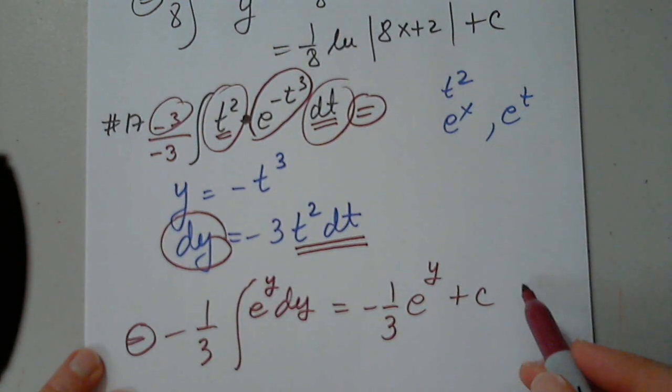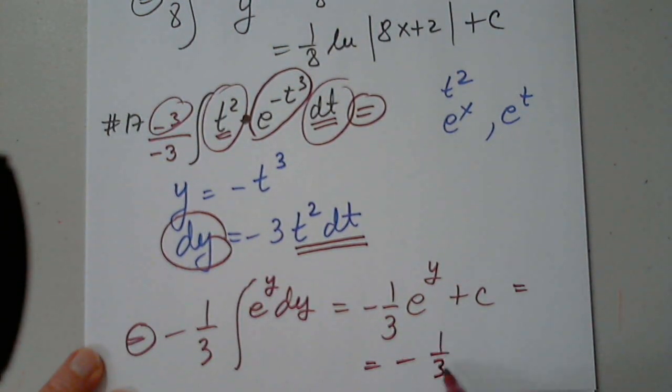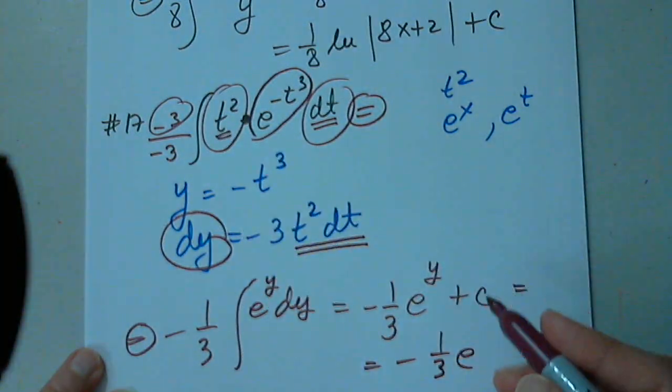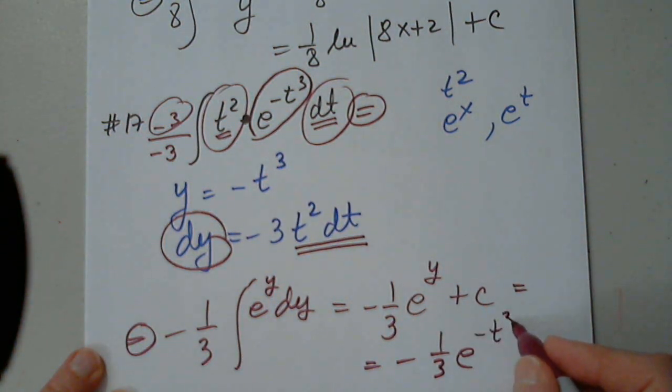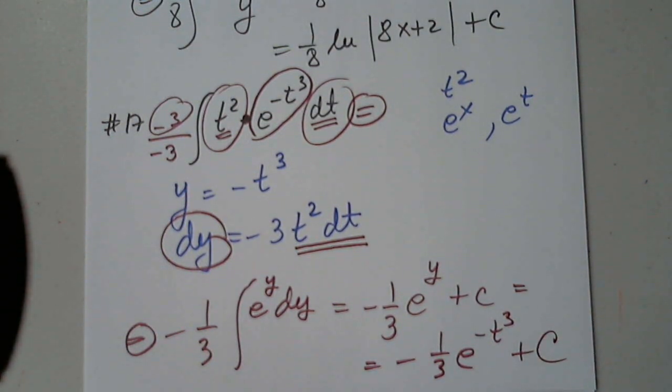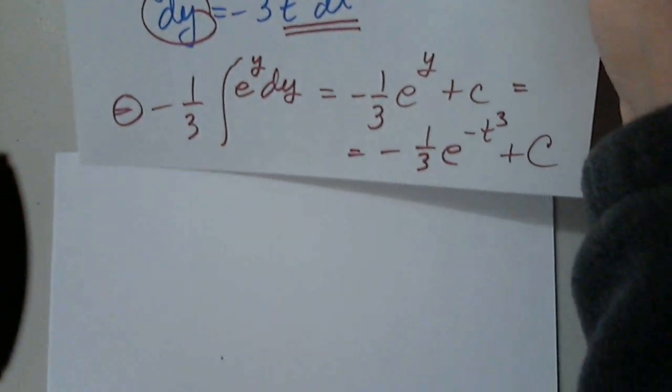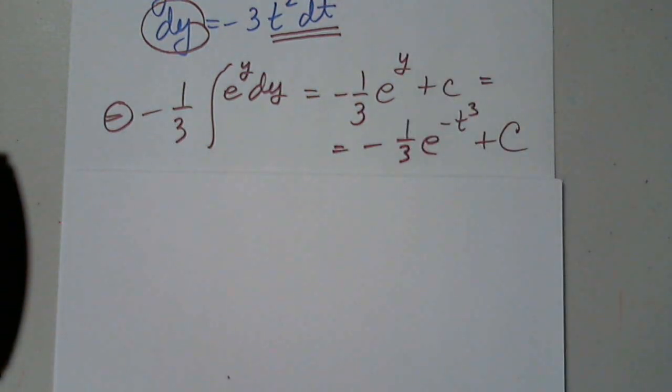And now I plug it back in. I have to present the final answer in the variable that it was given to us. So e to -t cubed, -1/3, plus a constant c. Once you start practicing this and redo the problems we do in class, the substitution rule will become second nature. Let me, hopefully, show an example.